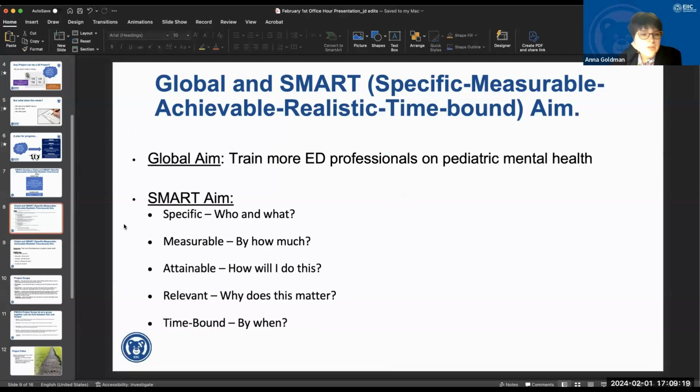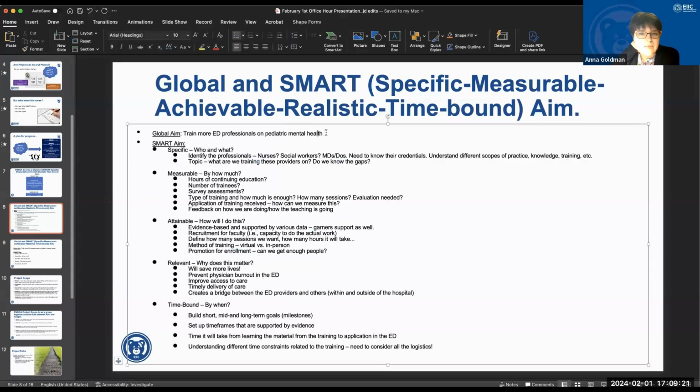We're going to have to pretend like we know the answers to the things we put out, right? Under specific, who and what, we're going to put in a hypothesis. Let's pretend, who are we going to educate? Who do we want to educate? Let's start there. Nurses. Okay, that's right. So we decided nurses.